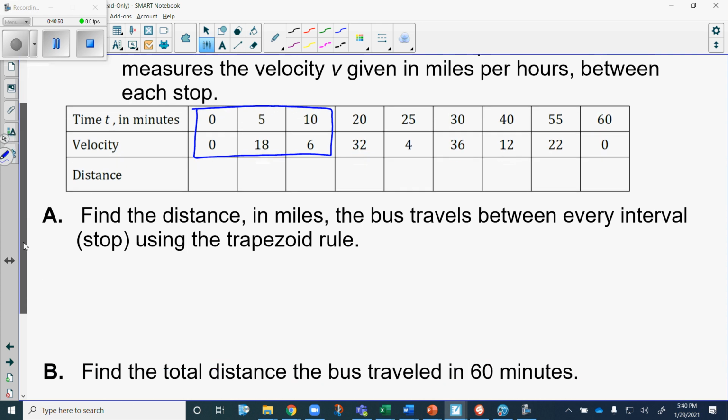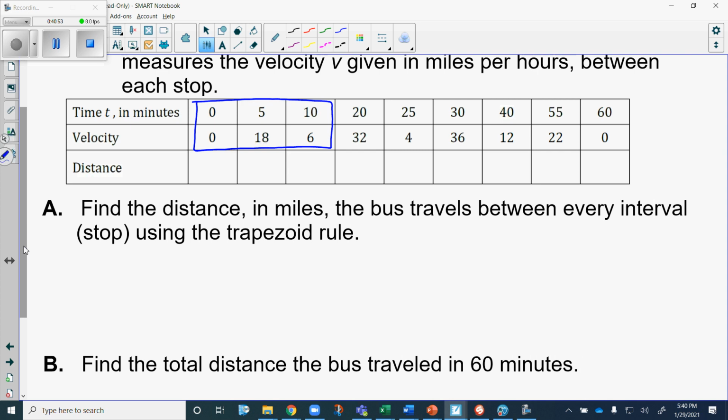Okay, so if we were to take those points and plot them, I would have a point at 0, 0. I would have a point at, let's just say, 5 and 18, and then at 10 and 6. Okay, so the first interval from 0 to 5, that's essentially going to give me this kind of triangle shape here. Well, if I continue from 5 to 10, I'm going to have, in this case, a trapezoid.